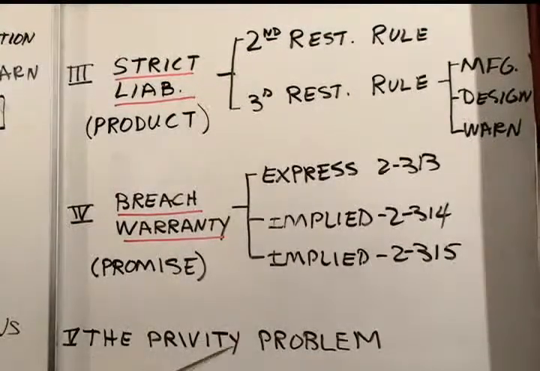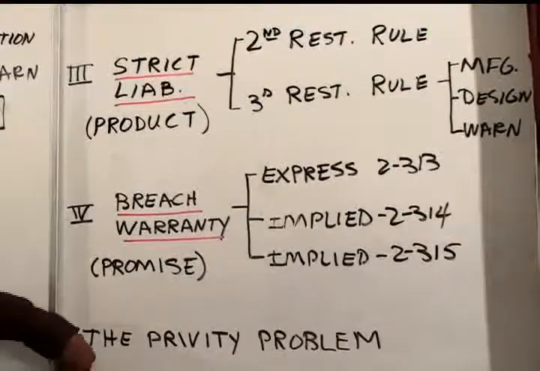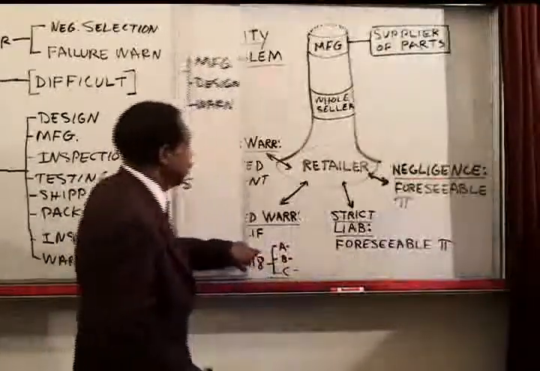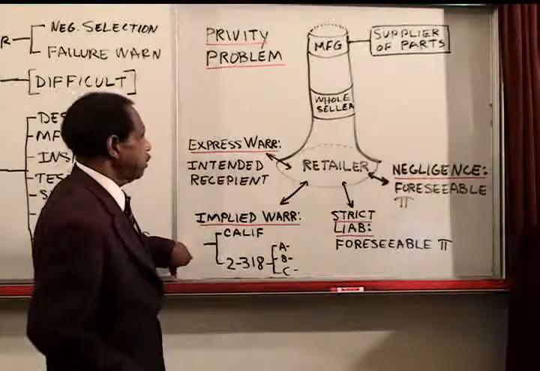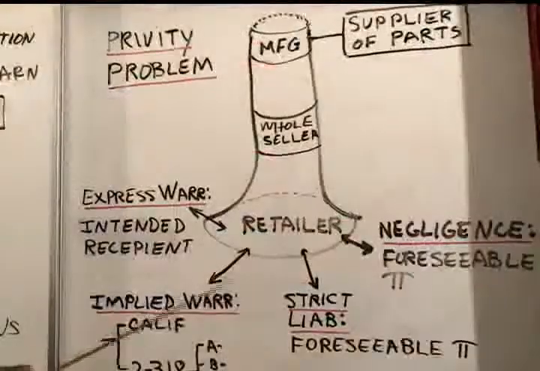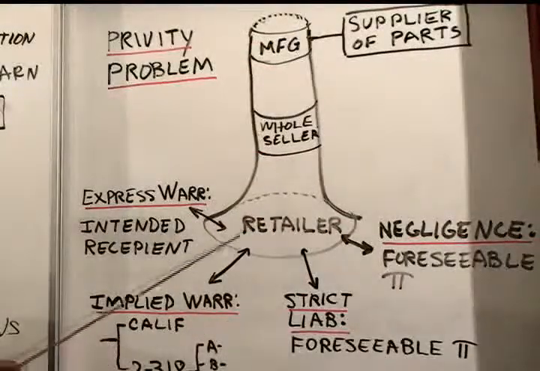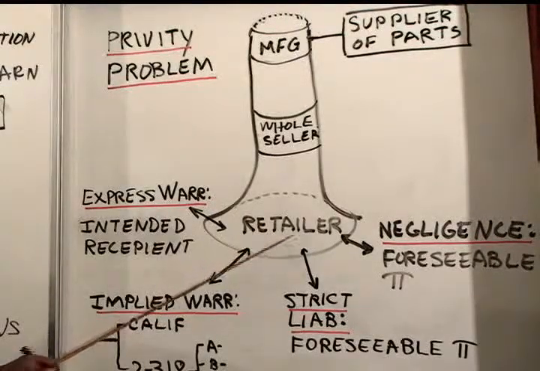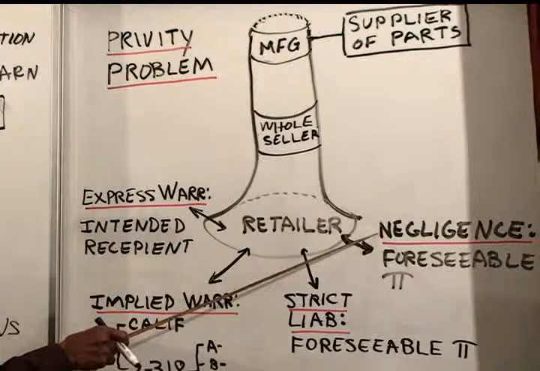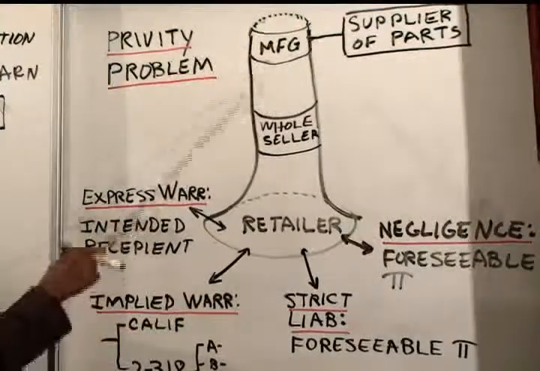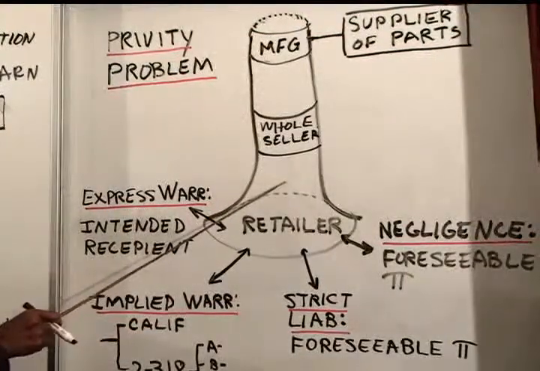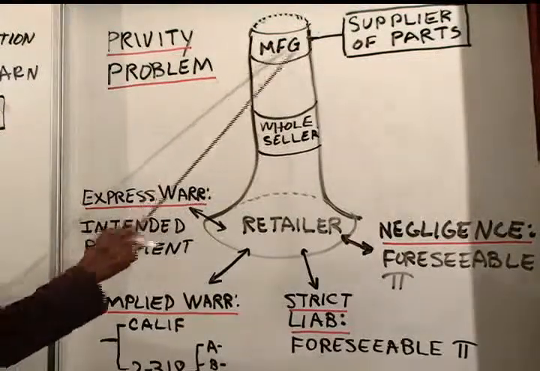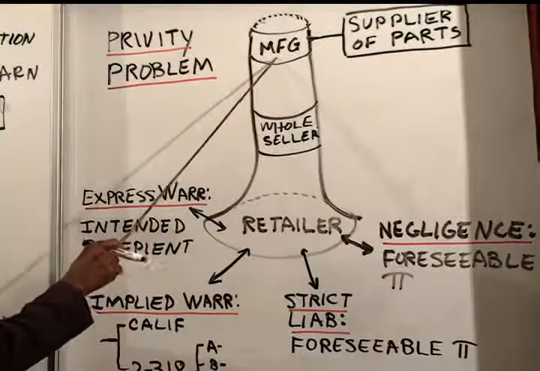Finally, we come to the privity problem. The privity problem is illustrated by this diagram. Here we have the retailer, and an injured party was injured either by negligence of somebody. Here's a commercial chain of distribution: retailer, wholesaler, manufacturer, supplier of parts to the manufacturer.